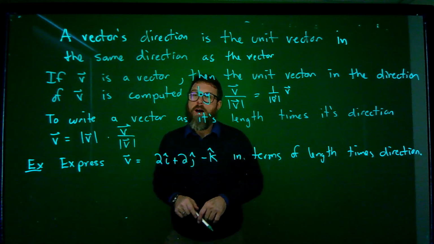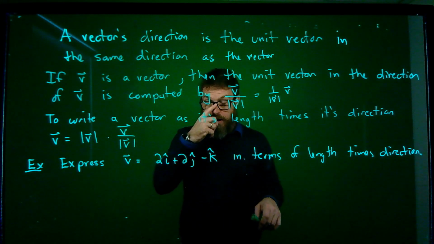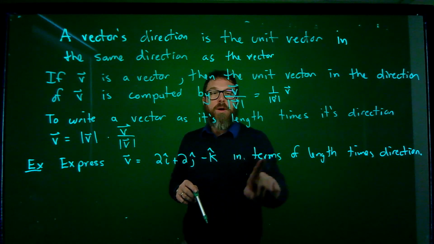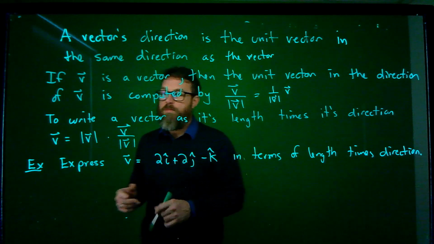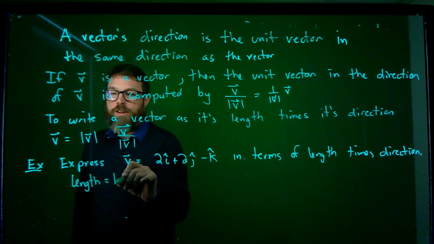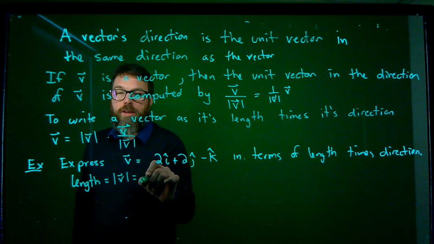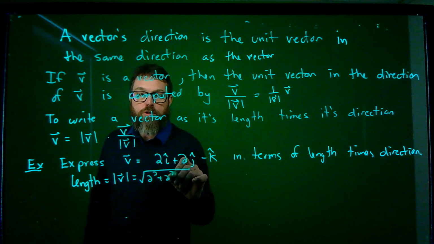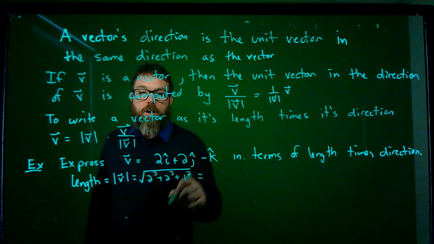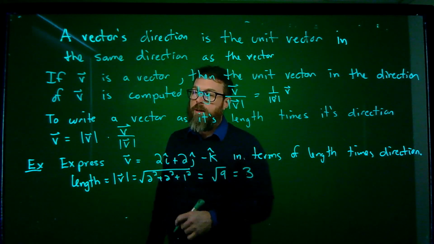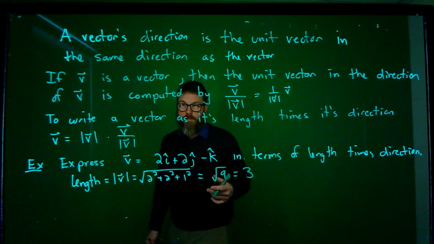So here's our vector v, and I wrote it in terms of the standard unit vectors, so 2i plus 2j minus k. And I want to write this in terms of length times direction. So first, let's find its length. The length is denoted by the magnitude of v, which is going to be the square root of the sum of the squares of its components. So 2 squared plus 2 squared plus 1 squared. So 4 plus 4 plus 1 is going to be the square root of 9, which is equal to 3. So the magnitude of v is 3.